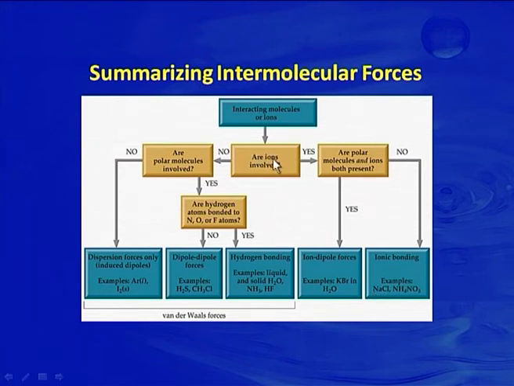Now the case where ions are not involved. Are polar molecules involved? If yes, is hydrogen bonded to nitrogen, oxygen or fluorine atoms? If yes, then hydrogen bonding. If nitrogen, oxygen or fluorine is bonded to hydrogen, then it is hydrogen bonding. The examples are H2O, NH3, HF. If hydrogen is not bonded to nitrogen, oxygen or fluorine, then dipole-dipole forces, example H2S, HCl.